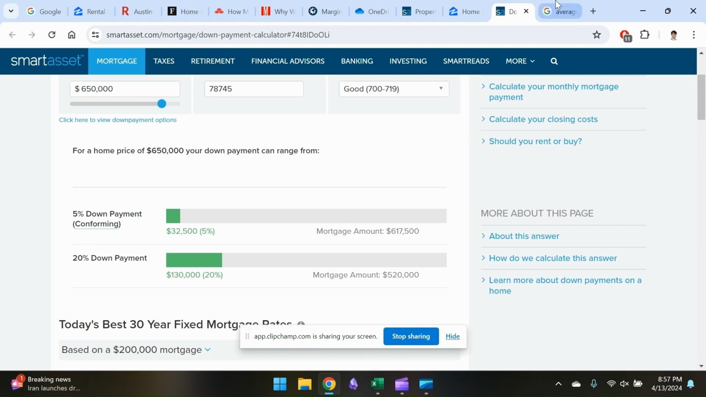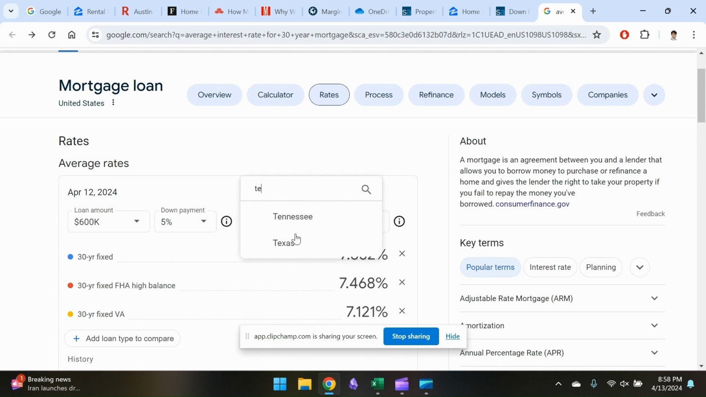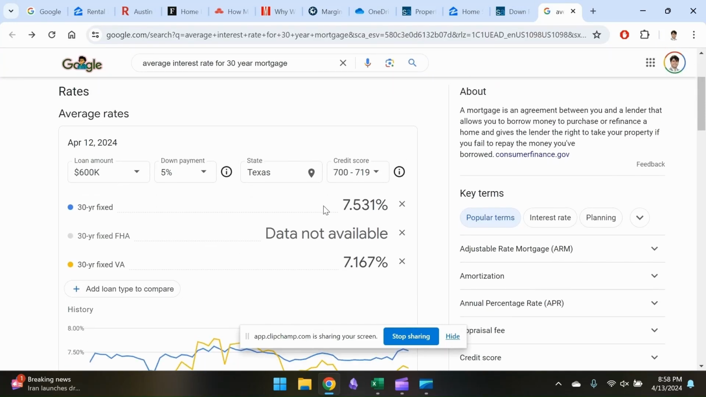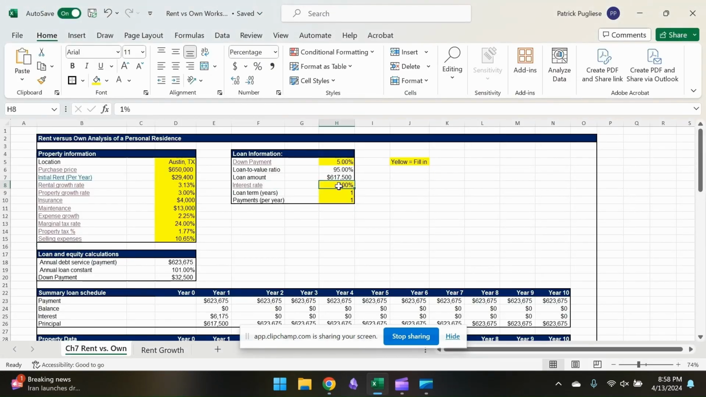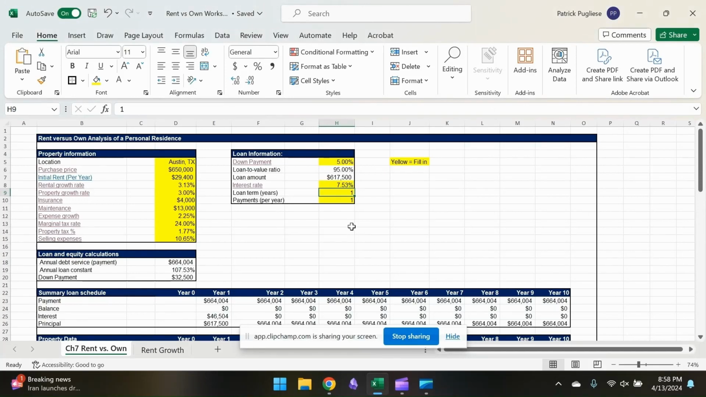We calculate our interest rate. This is a conforming mortgage, 600,000. Down payment's 5%. We're in Texas. Credit score, we say, 700 to 719. So it says 7.531%. And our loan term is going to be a 30-year mortgage, and we have 12 payments per year.